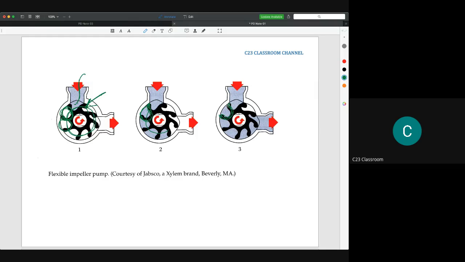So that means the impeller here needs to touch the casing very hard, and because we have motion here, along the time there will be wear and tear.